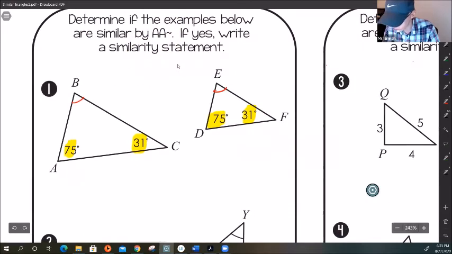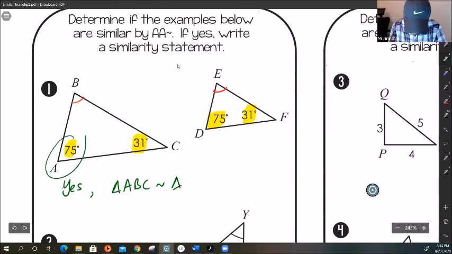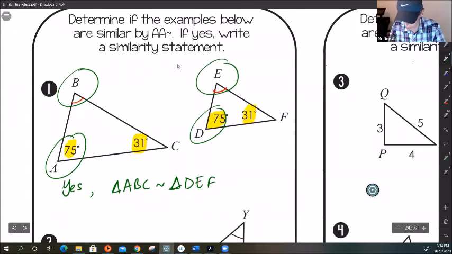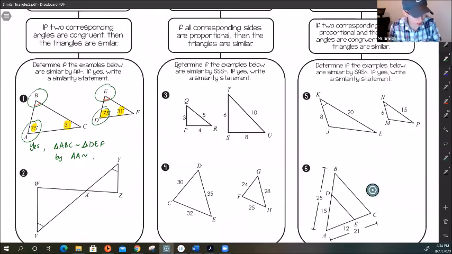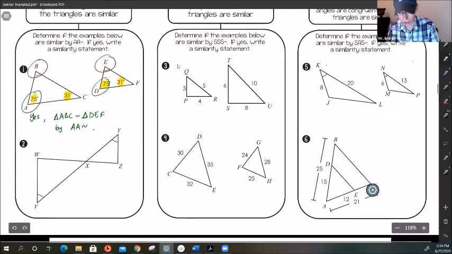Okay, so yes. You'll write down your justification here. Yes, triangle ABC is similar to triangle DEF, because angle A is congruent to angle D, and angle B is congruent to angle E. By what? By angle-angle similarity, right? I'm just going to write angle-angle similarity here as a shortcut. So you have to justify why you think that those are similar. I know that part is the boring part, but you have to do that.